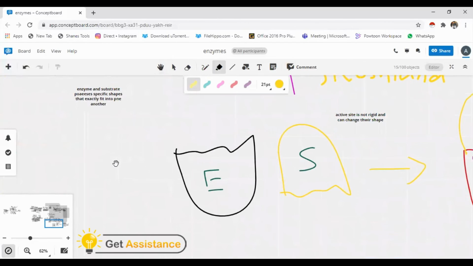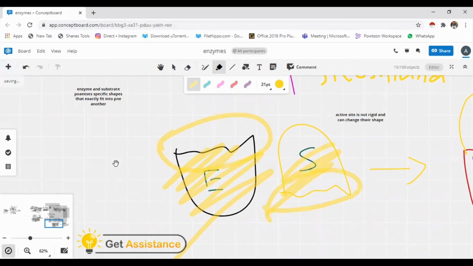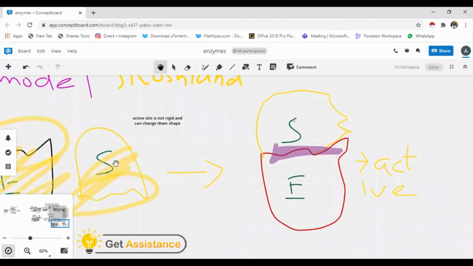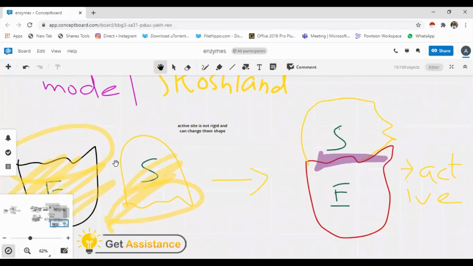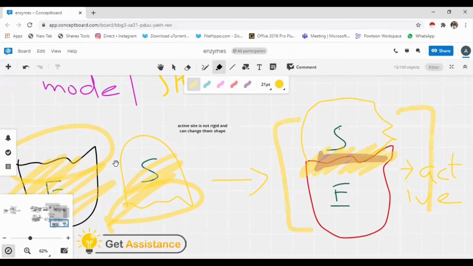As you can see in the picture, we have an enzyme, then we have a substrate. The enzyme and substrate have irregular shapes, and they form a compact bond. As you can see, it is showing the compact bond, which means that the active site has changed itself to the shape the substrate was having.